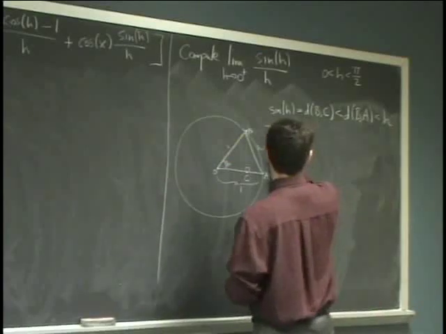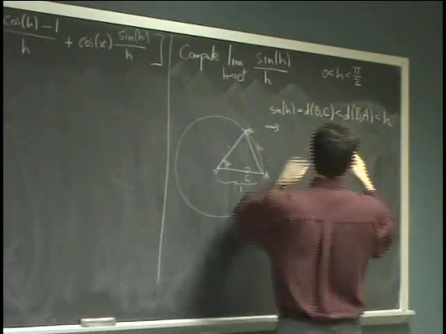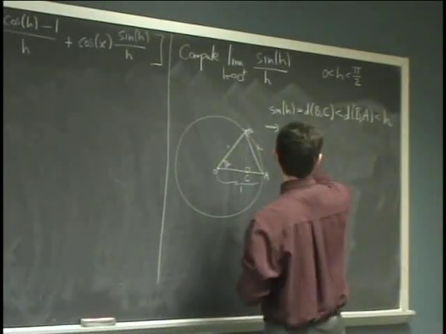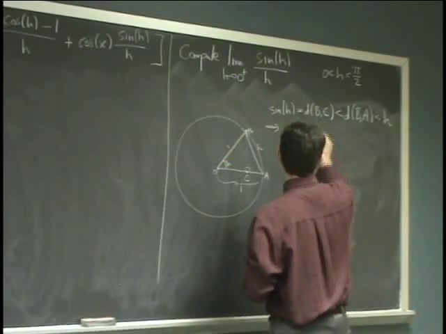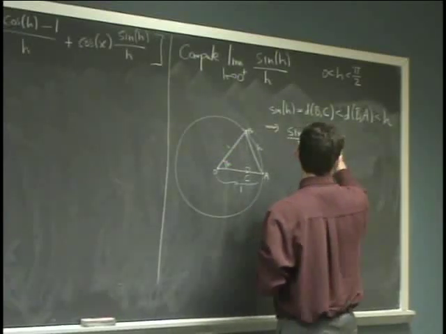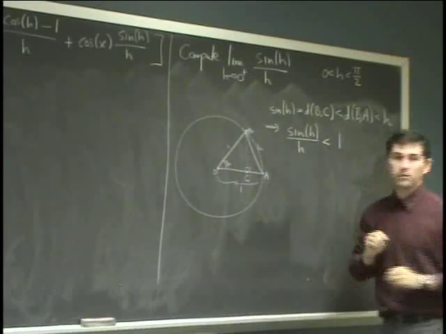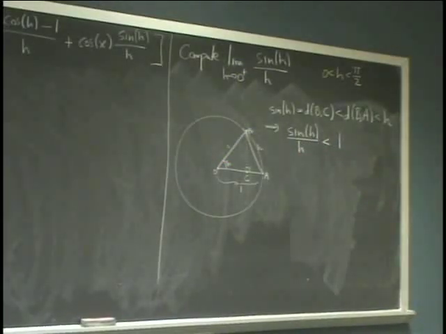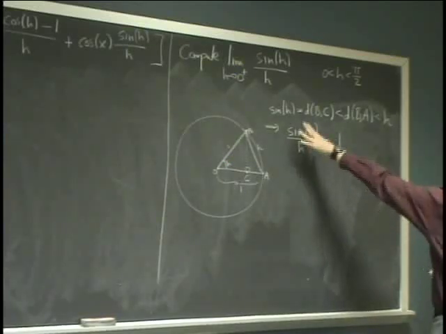Another way to say this, if I divide both sides by h, since h is positive, I don't have to change any signs around. If I divide sine by h, this is less than 1. Cool. I have a bound on this.